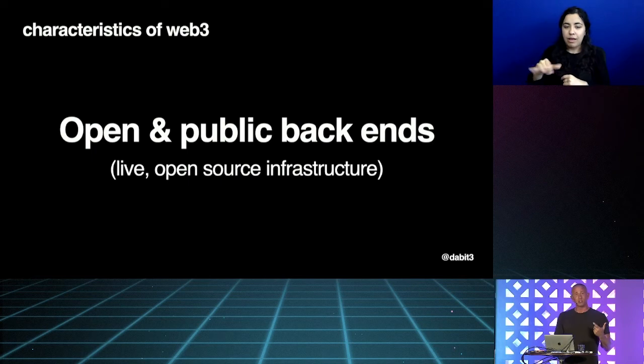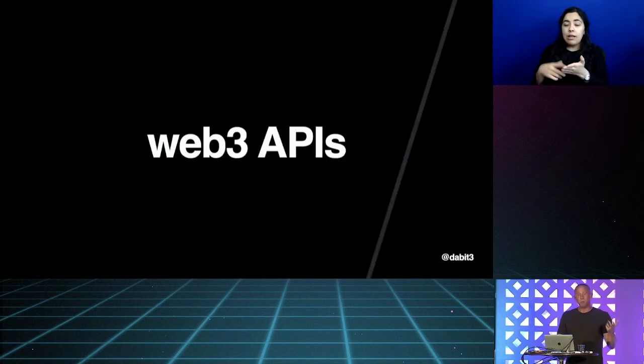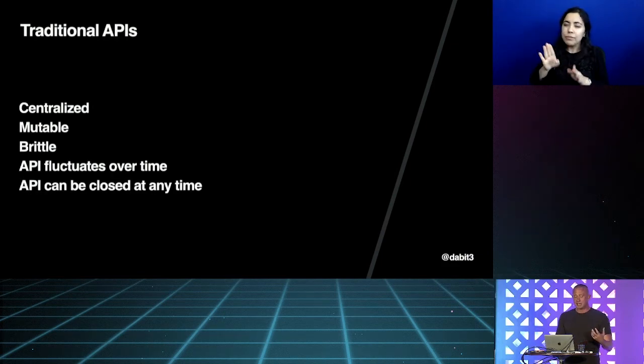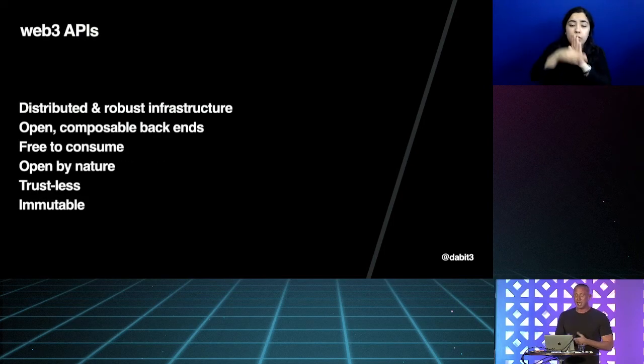And what we're really talking about here is live open source infrastructure, but what we're really, really talking about is Web3 APIs, which I think is a cool name for it that we haven't really heard people talk about a lot. But I think that's going to be a big thing that we're going to see a lot of. Traditional APIs are typically centralized. They're mutable, meaning they can be changed, and we can't really know that that's going to happen. They're brittle. The API fluctuates over time, and it can also be closed at any time.